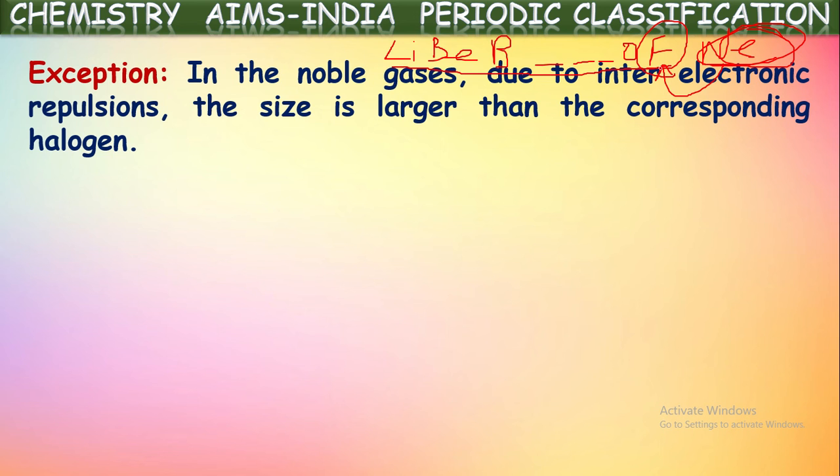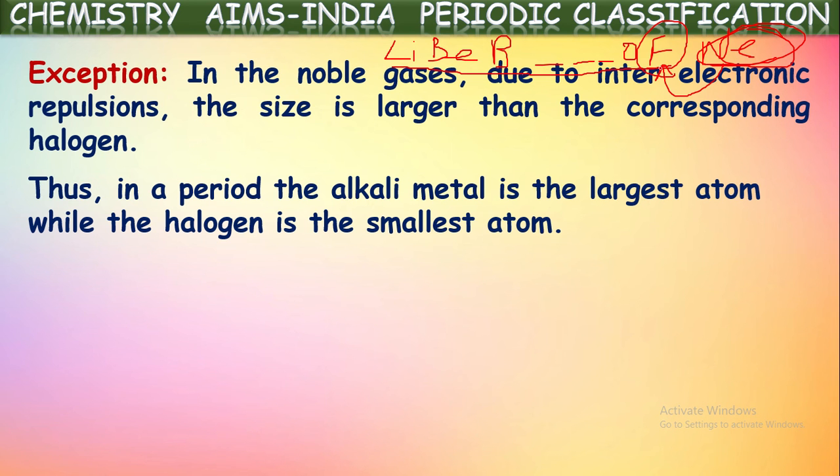Okay, now to say clearly, what can we say? Atomic size decreases in a period from left to right till halogens. Again, it increases to noble gases. But in generalized way, we say atomic radius in a period from left to right decreases. Okay. Thus, in a period, alkali metal is the largest atom, while the halogen is the smallest atom.